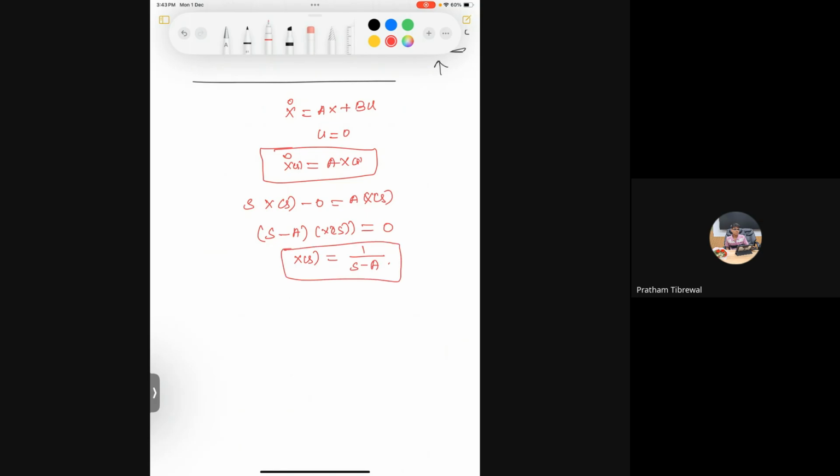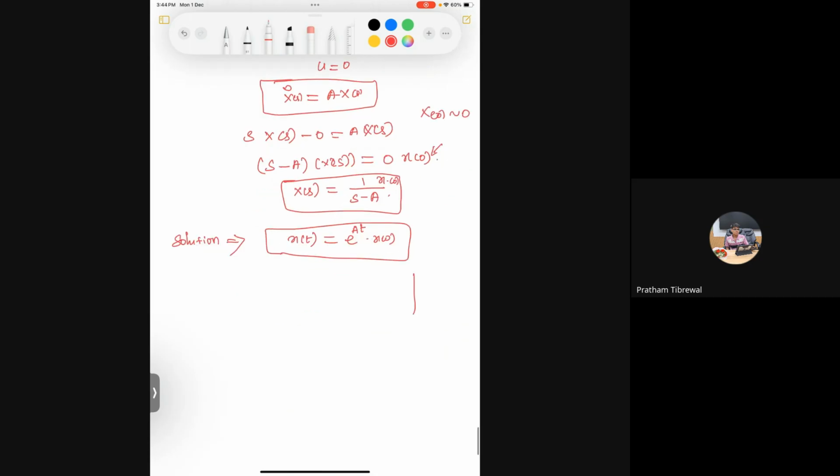This is going to be my transfer function, assuming there is some initial condition, but it is negligible, similar to zero but not zero. If I consider that, then there will be some initial condition in this. So if I want to convert this into the time domain again, x of t is equal to e power at into x of 0. So this is the solution for this equation in the time domain, right?